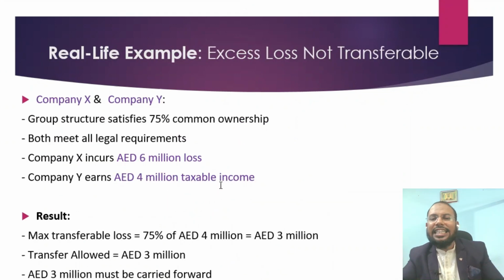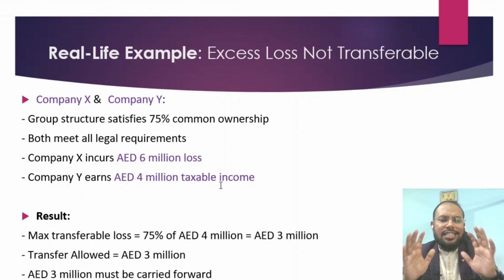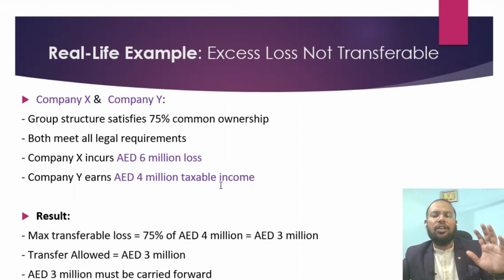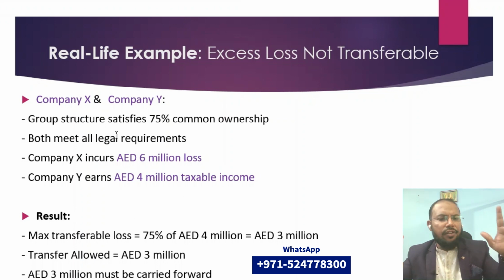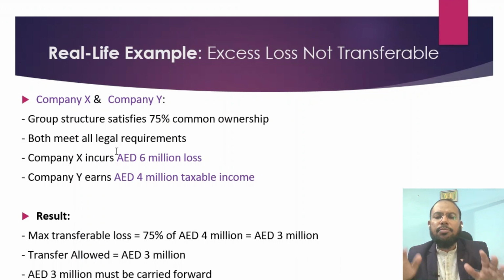Further, we will cover one real life example. In this example, we will understand how you can transfer your tax losses and reduce your tax liability. There are two companies, company X and company Y. The group structure satisfies 75% common ownership. Both meet all legal requirements. Company X incurs an AED 6 million loss and company Y earns AED 4 million taxable income.